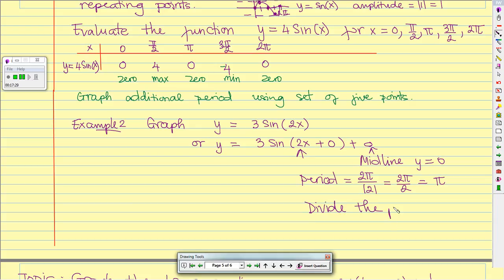And then you divide the period into 4 equal intervals. Into 4 equal parts. So therefore, each part will be pi over 4. So each one of the tick marks on the graph will be pi over 4, and then I start with the graph now.